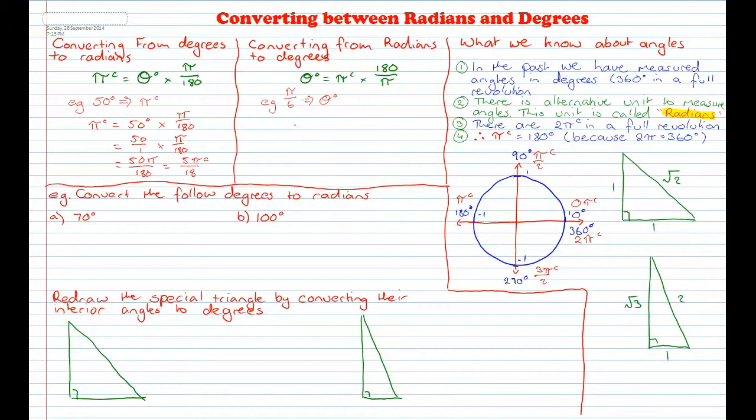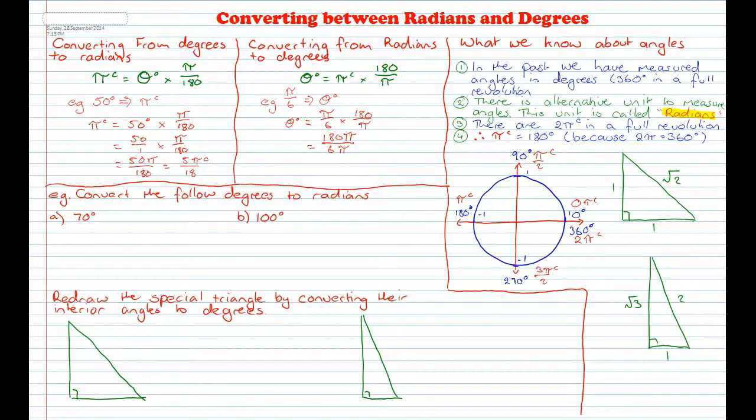So in order to do that, we're going to go: degrees is equal to my pi radians, well that's going to be pi on 6 times 180 on pi. Now in order to do that, I just go pi times 180 is 180 pi over 6 times pi, which of course is 6 pi.